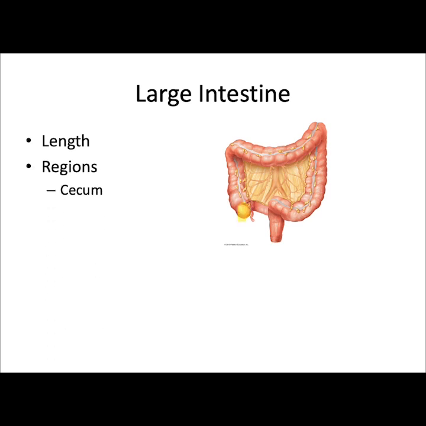The first part of the large intestine is called the cecum, and the ileocecal valve separates the cecum from the ileum or distal portion of the small intestine. That valve regulates the movement of the contents of the ileum into the cecum and prevents it from going backwards.